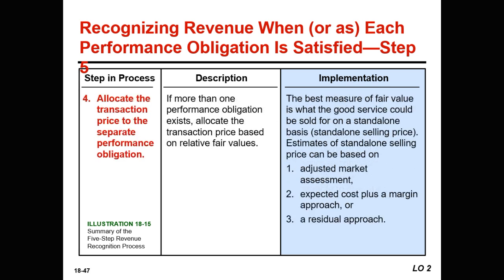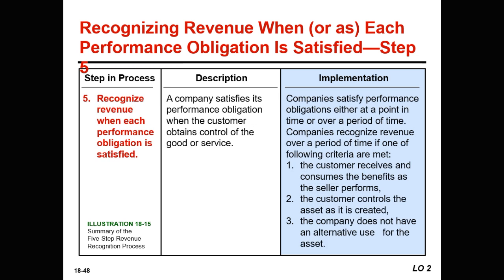We then allocate that revenue price we have ascertained to the separate performance obligations, depending upon what information we have. It can be based on the standalone selling basis, or it could be the adjusted market assessment, the expected cost plus margin, or a residual approach. And then finally, as we are satisfying each of those performance obligations, either at specific points in time or over periods of time, we recognize revenue in the periods as those obligations are satisfied.